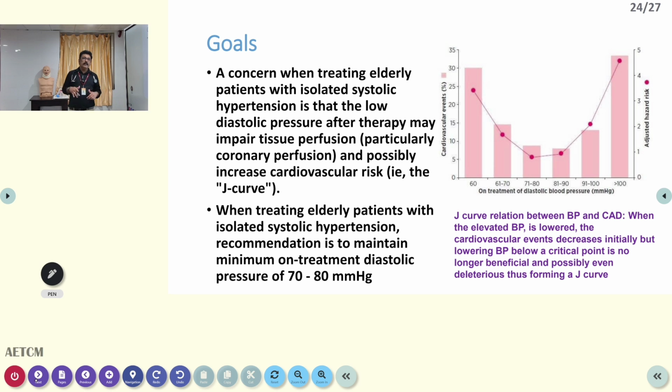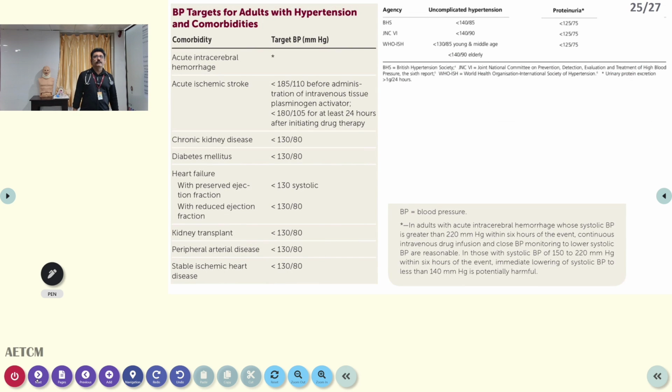So we have to be very careful. We should reduce the BP very slowly. There is no urgency in that condition. The only urgent conditions in hypertension are hypertensive bleed, hypertensive encephalopathy, or seizures in hypertension. Otherwise, you can wait. Depending on the disease, there are different targets.